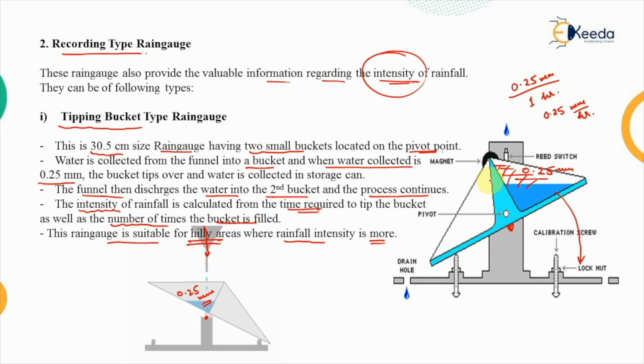The second advantage is that the process is automatic, so we do not need to go there personally to check every time whether the water is flowing over or not. That is the first type of recording rain gauge.